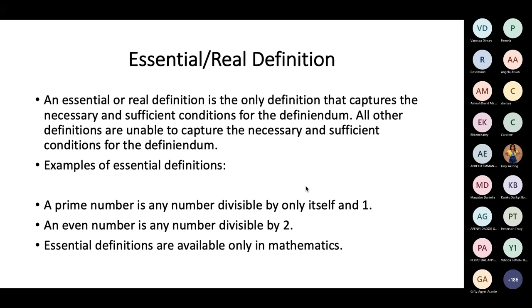You don't find essential definitions outside mathematics, because that's the only place you can be sure that when you are treating something, you are treating it exactly the way it is and exactly the way it will remain even in 1,000 years' time.